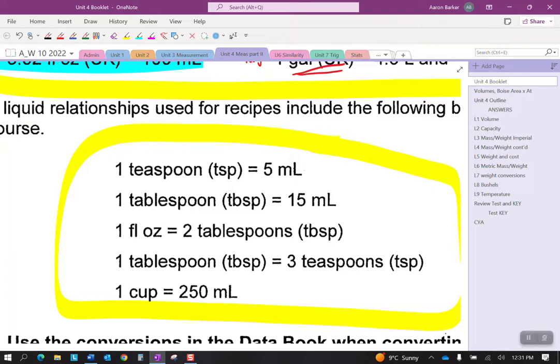But these ones are common, right? Beef broth, I took 1 cup. I knew 1 cup was 250 mils, and you'll have both numbers on your measuring cups. So I put the beef broth in there.